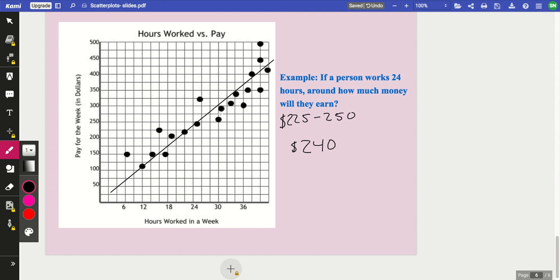Okay, so whenever we have scatter plots, the first thing you do is always draw that trend line and then use that trend line to make predictions. So let's say it asked, if a person makes $300, how much would they have worked in a week? Well, we go to 300, you go across, and then we go down. We can see they worked about 30 hours. So you can use it for either axis to figure it out. And sometimes the questions will switch it up a little bit.